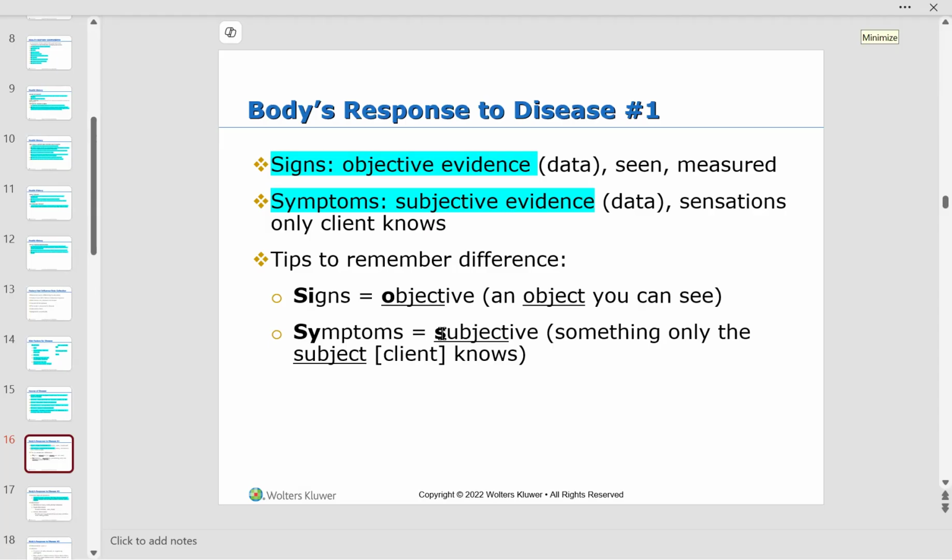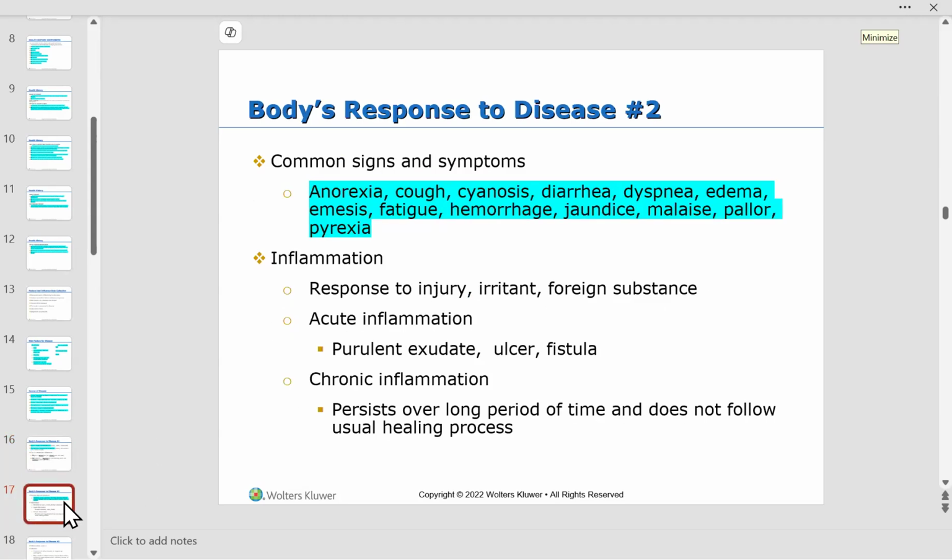Okay. And here's a little tip. Signs, objective. A sign is an object and a symptom is subjective. This is something from the book. Use it if you like. I'm not a big fan.